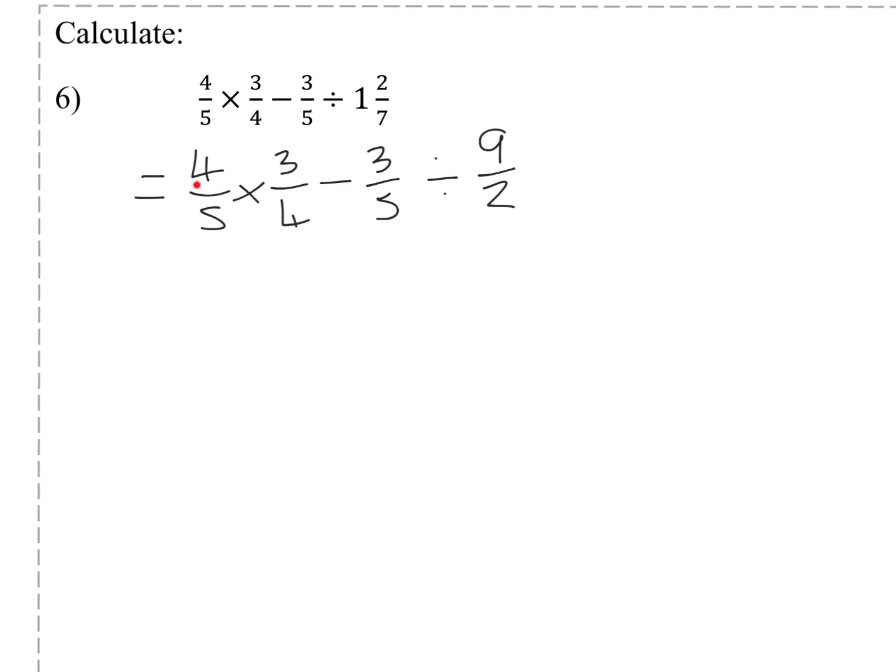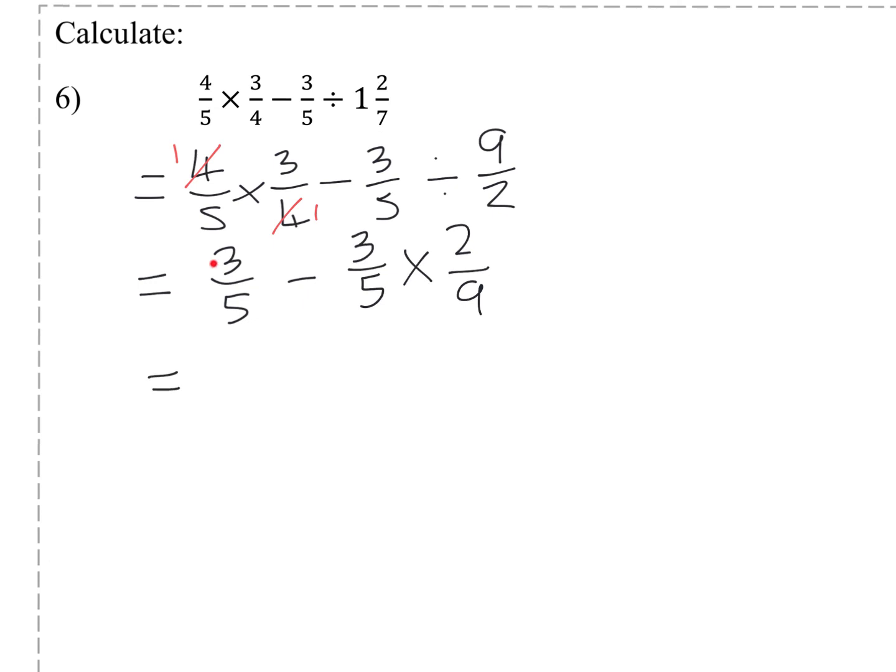So let's focus on this multiplication here. We have a common factor of 4, so divide the numerator by 4 and the denominator by 4. Then if we multiply the numerators, 1 times 3 is 3. And on the denominator, 5 times 1 is 5. Take away, and here we've got a division. So remember, we keep the first fraction, 3/5. We flip the second fraction to 2/9, and we change the sign to a multiplication.